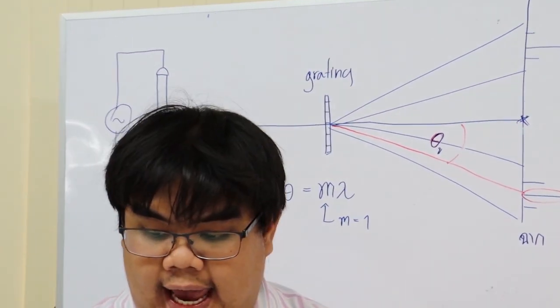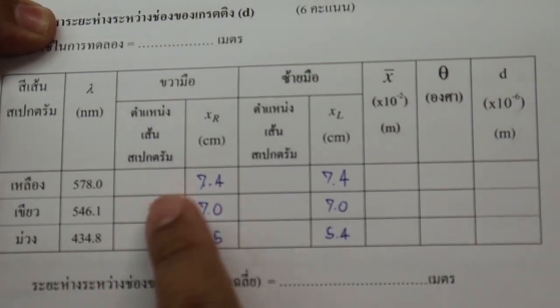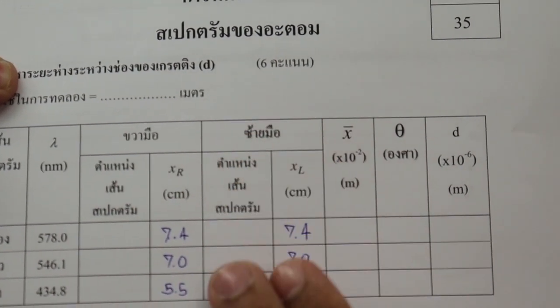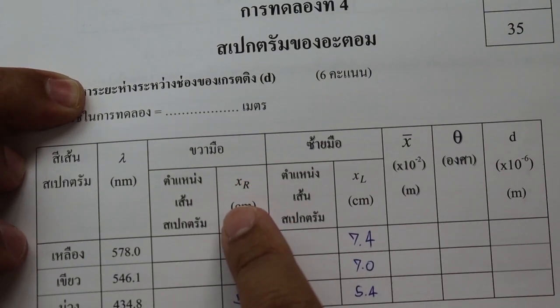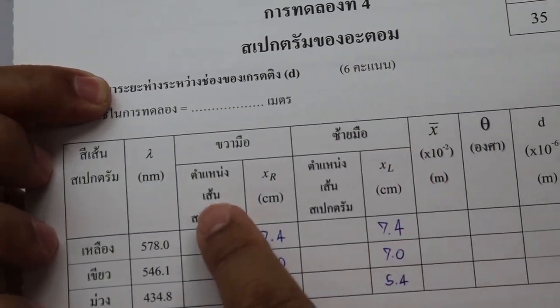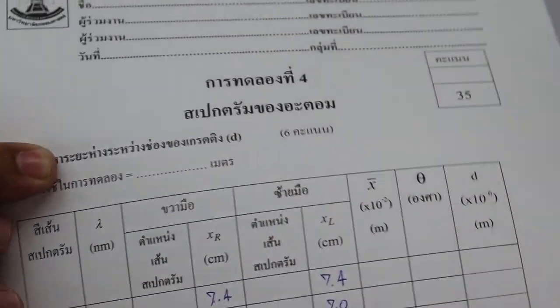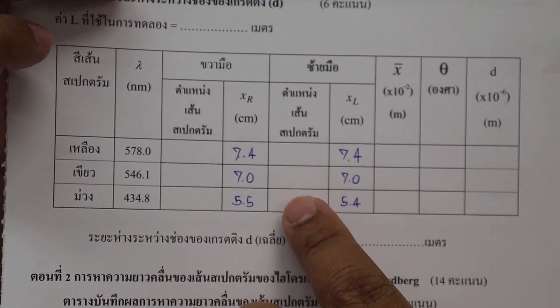For the first part of the experiment, table 1 tells you the color of each spectrum and the wavelength of them. There are two columns. The first column is for the right hand side, and the other one is for the left hand side, and it asks you to measure XR and XL. For the position of spectrum, leave it blank. The data of XR and XL I will give you in the link.